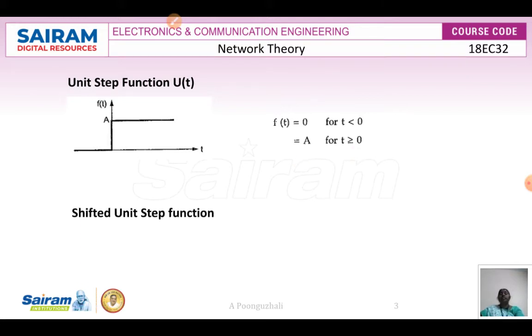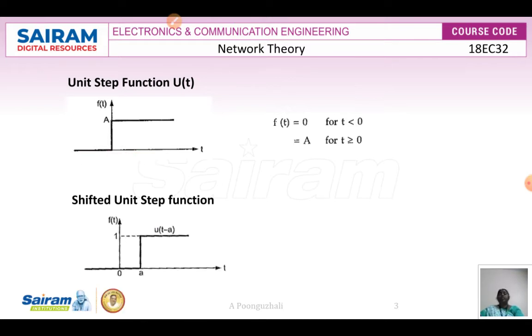Next we are going to see a shifted unit step function. Instead of my waveform starting at 0, if it starts at some other point, we can say that it is a shifted unit step function. Here we have taken the example of a positive shift. My waveform is shifted by a time period of a. So instead of writing it as u of t, my unit step function has been shifted by a value, so I can write it as u of t minus a.